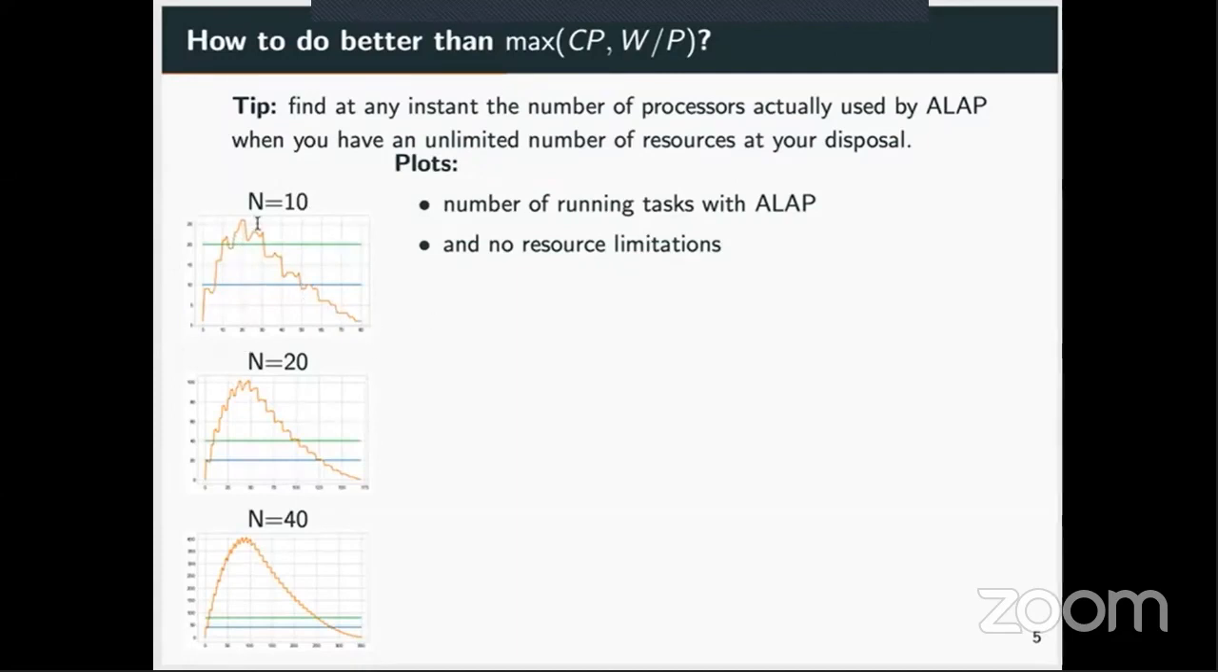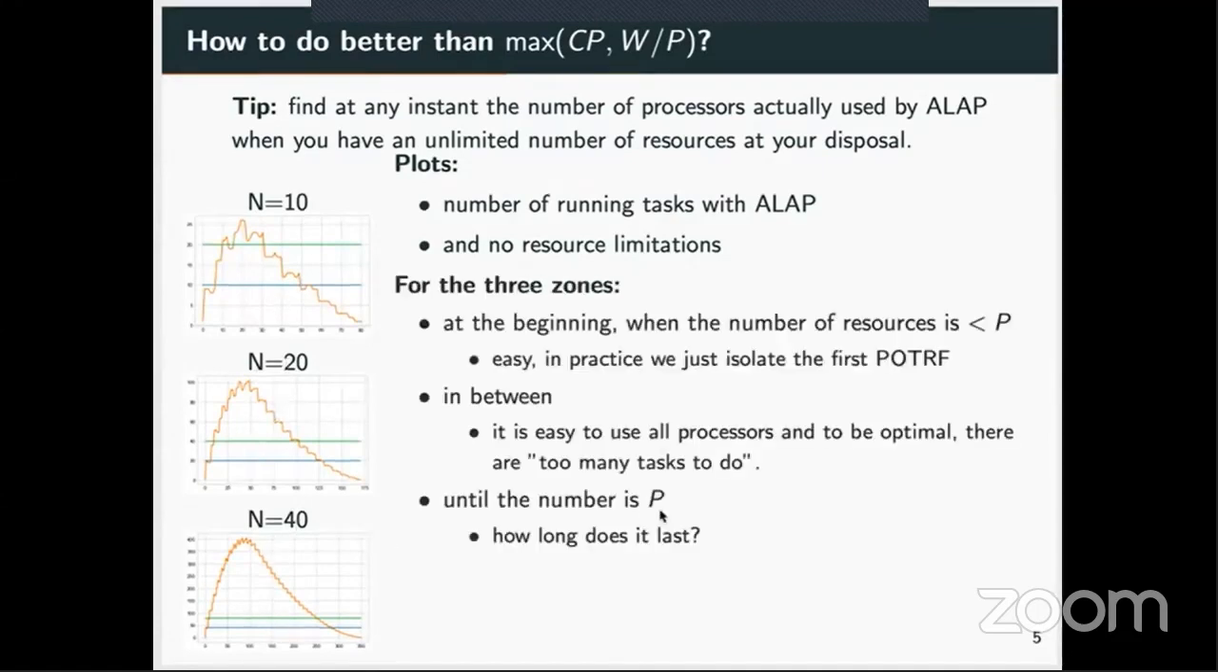So you have this for different problem sizes, 10, 20, and 40. And so the idea to analyze the schedule is as follows. You find back the three zones: the beginning where you have very few tasks but which is very short, the middle part which is much longer and where you have plenty of tasks, more than the number of available resources, so you just have to keep the resources busy to obtain a good schedule, and the very end, which might be more complicated to schedule.